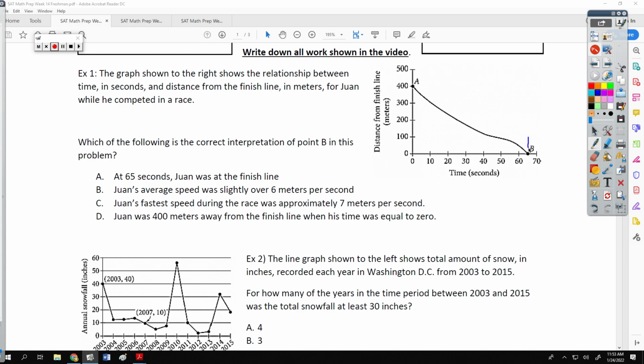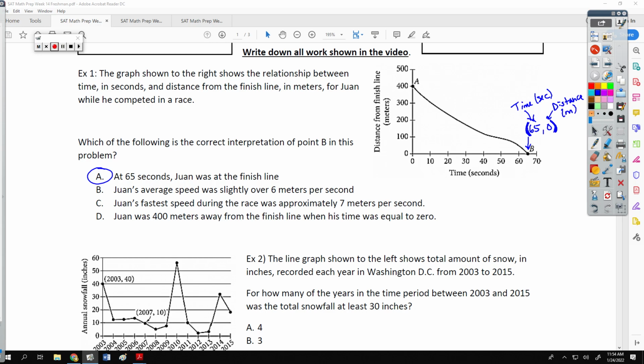So point B is this point right here, which apparently is located at the point 65, 0. Now remember that X is your time in seconds, and y, or 0, is your distance from the finish line in meters. So this says that at 65 seconds, Juan was 0 meters from the finish line. The correct interpretation for that would be that at 65 seconds, Juan was at the finish line.